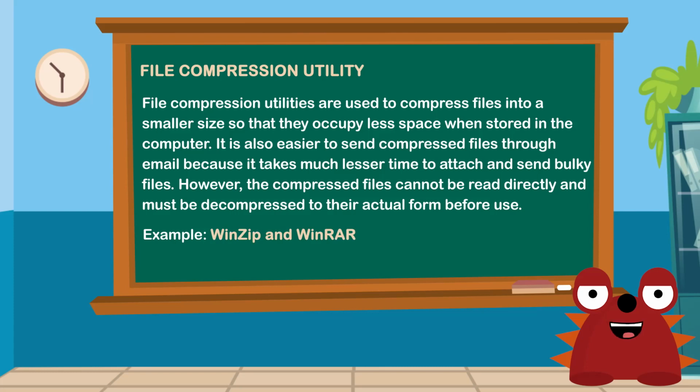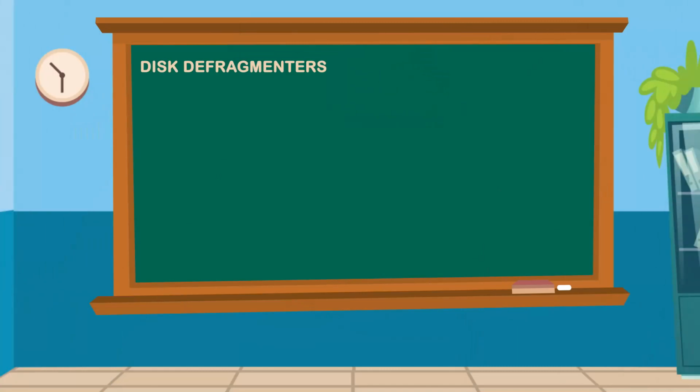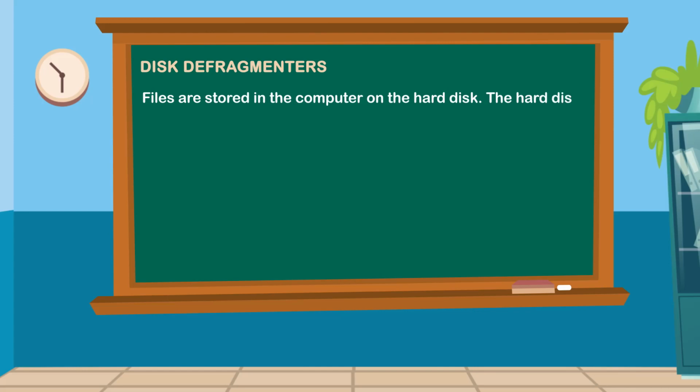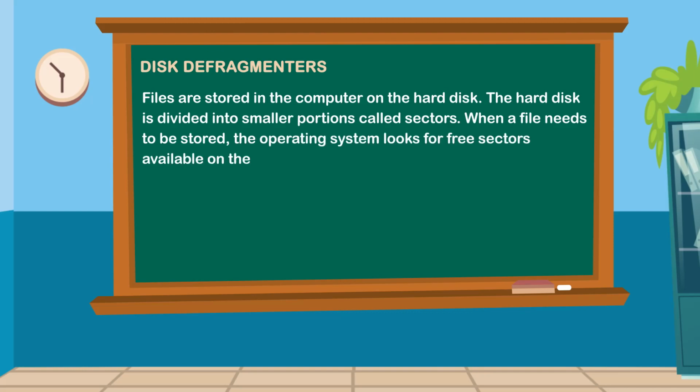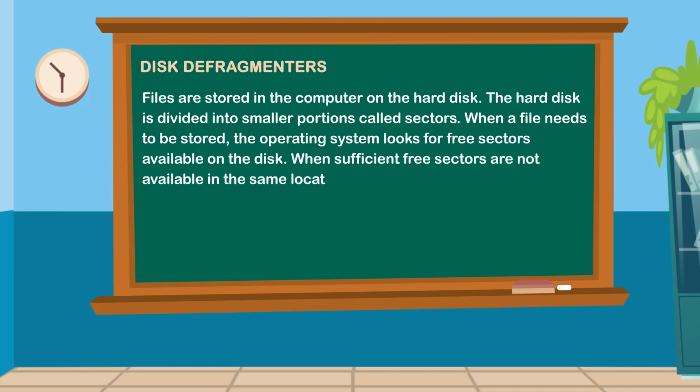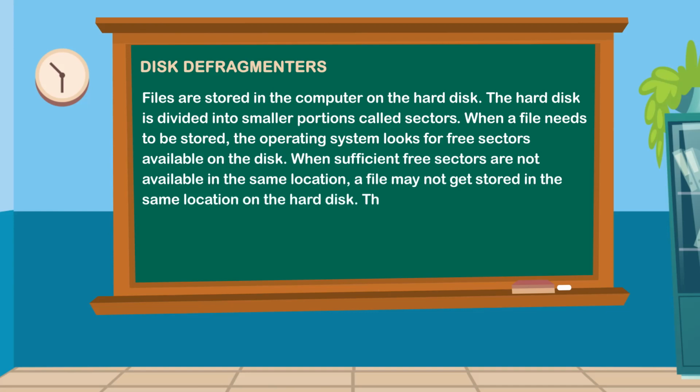The last utility program we'll be learning about are disk defragmenters. As we know, files are stored in the computer on the hard disk. The hard disk is divided into smaller portions called sectors. When a file needs to be stored, the operating system looks for free sectors available on the disk. When sufficient free sectors are not available in the same location, a file may not get stored there.